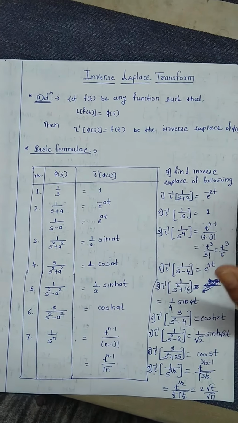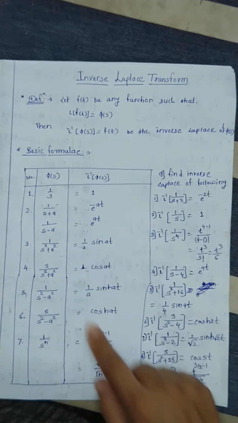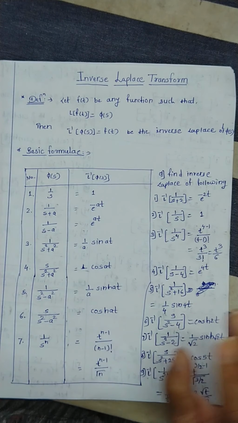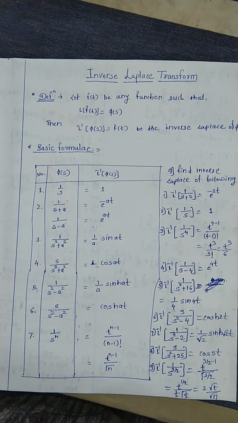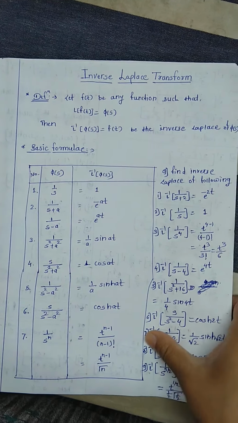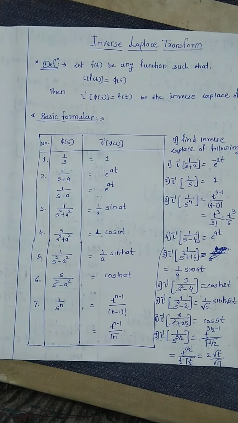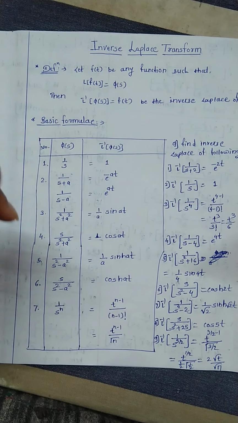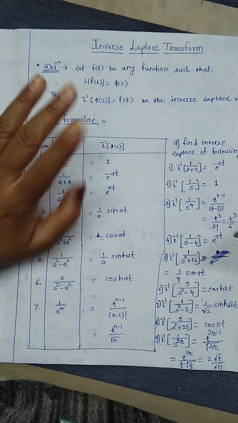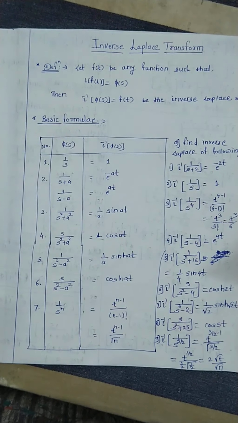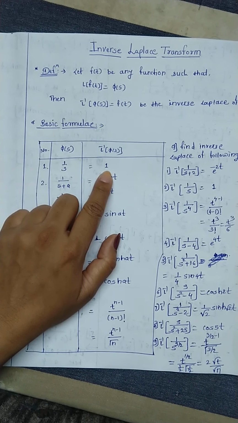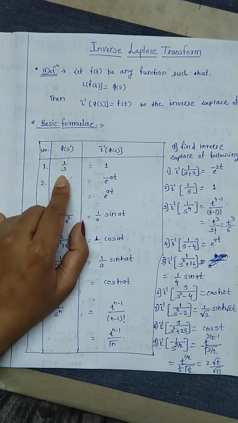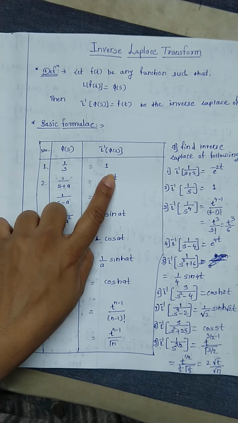If you remember the Laplace formulas, then you can easily construct the inverse Laplace formulas. You don't need to mug up all these formulas. How they come? Let us see. These are basic. In Laplace also there are 7 formulae. In this chapter also there are 7 formulae. Just take the inverse of Laplace. For example, what is Laplace of 1? We know 1 by s. That's why inverse of 1 by s is 1.